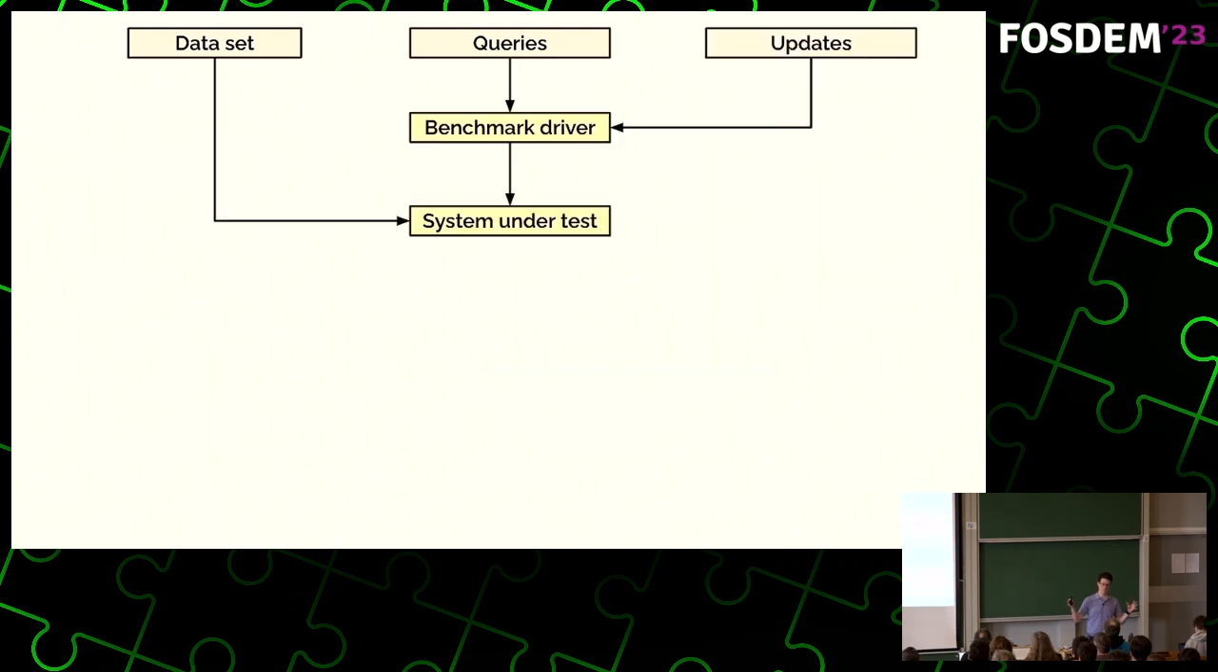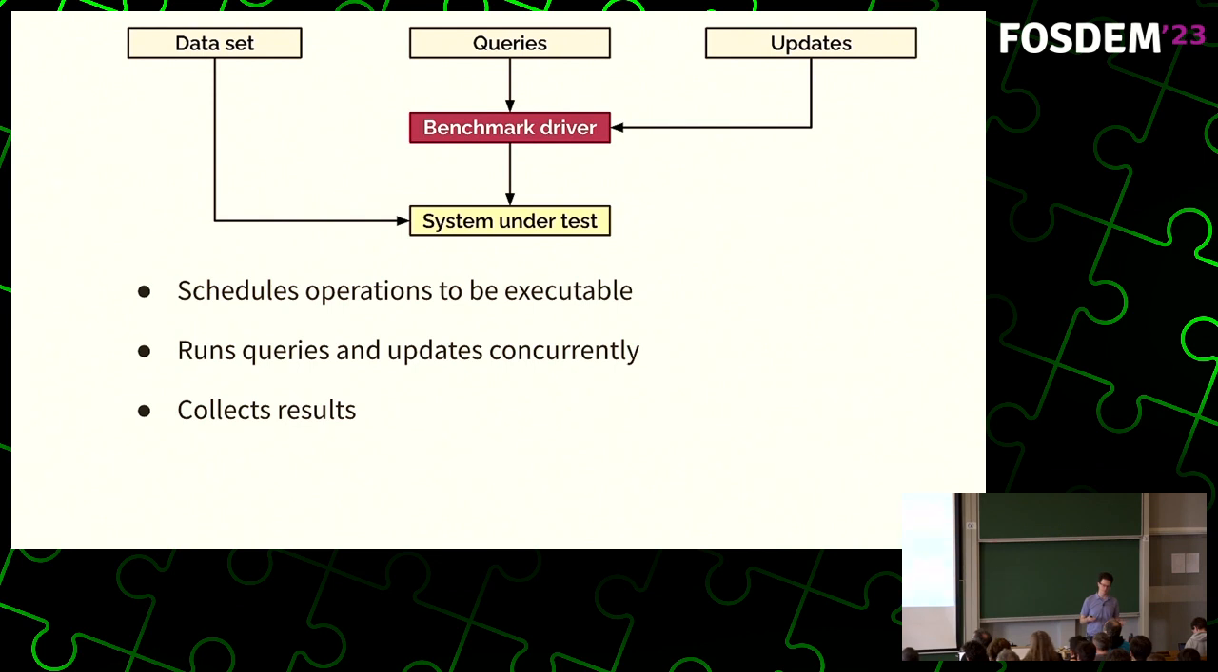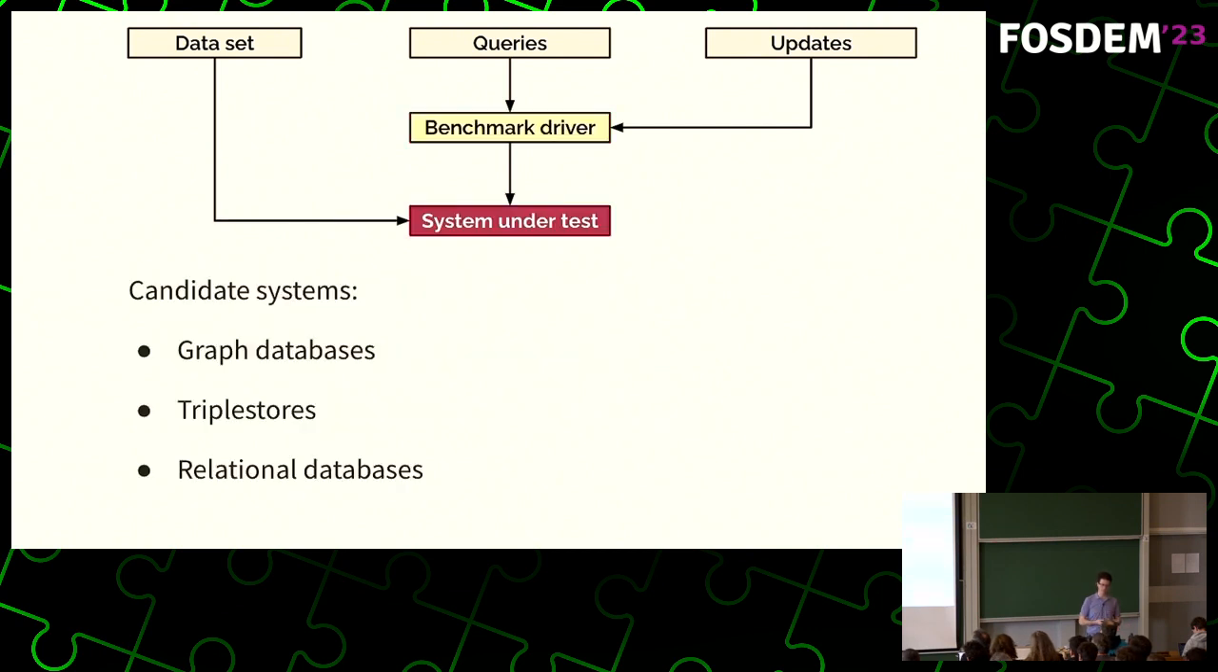So if you want to weave these 3 components together, the dataset, the queries, and the updates, we need a benchmark driver that schedules the operations to be executable. It runs the updates and the queries concurrently, and of course, it collects the results. The system under test that we run the benchmark on is provided by our members, who are the database vendors. And we go to great lengths to allow as many candidate systems as possible, so graph databases, triple stores, and relational databases can all compete on this benchmark.